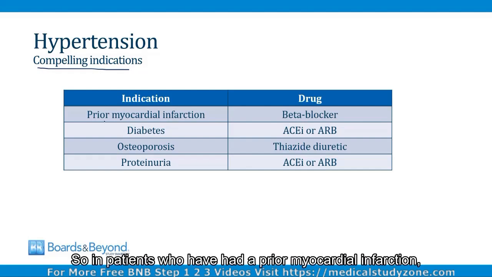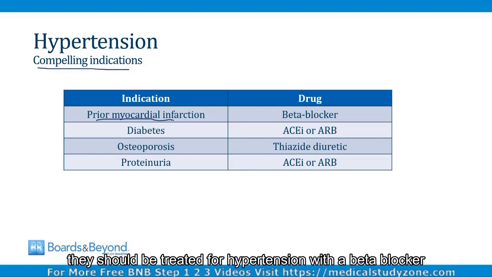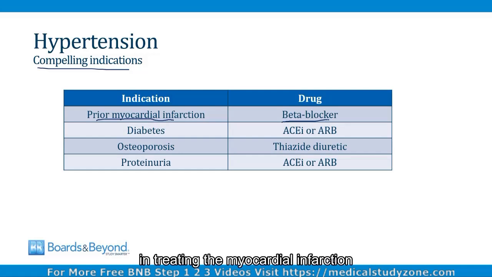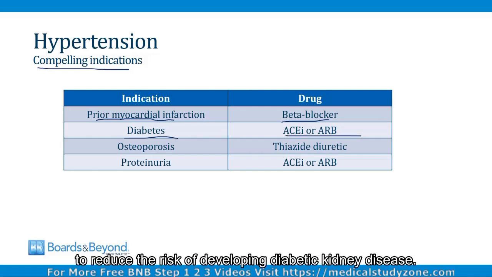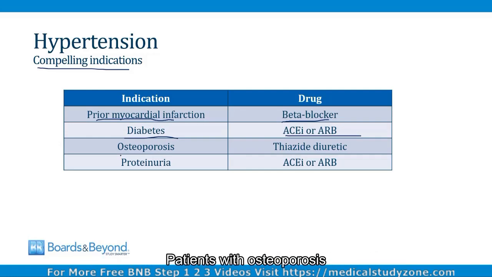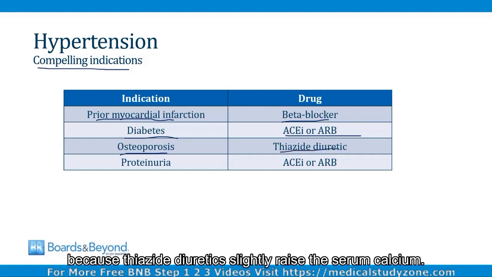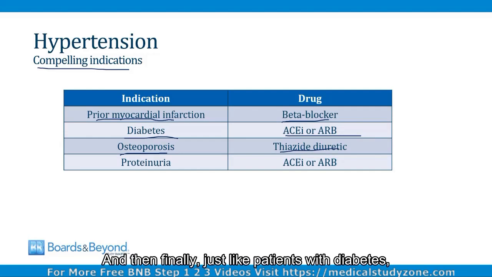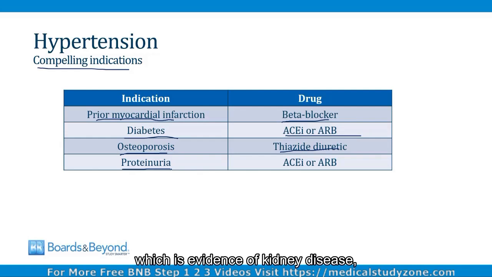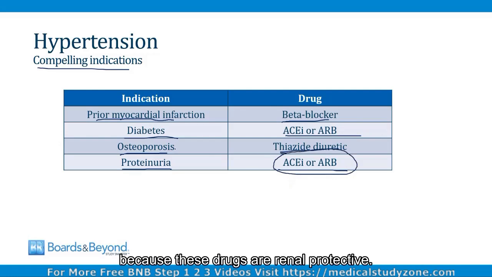on this slide. So in patients who have had a prior myocardial infarction, they should be treated for hypertension with a beta blocker, because the beta blocker is useful in treating the myocardial infarction, and it's also useful for treating hypertension. Patients who have diabetes should be treated with an ACE inhibitor or ARB, because these drugs have been shown to reduce the risk of developing diabetic kidney disease. Patients with osteoporosis should be treated with a thiazide diuretic, because thiazide diuretics slightly raise the serum calcium. And then finally, just like patients with diabetes, patients who have proteinuria, which is evidence of kidney disease, should be placed on an ACE inhibitor or ARB, because these drugs are renal protective.